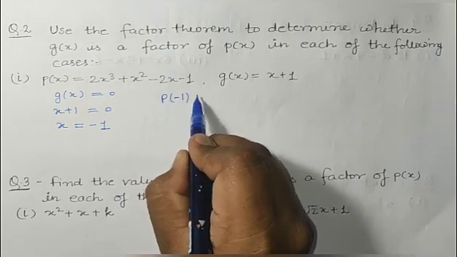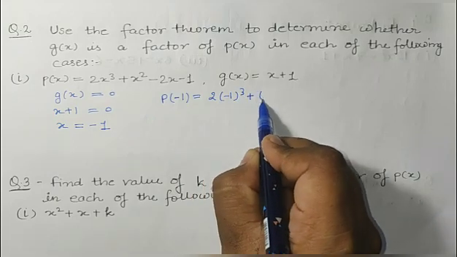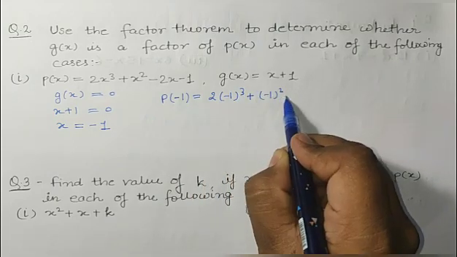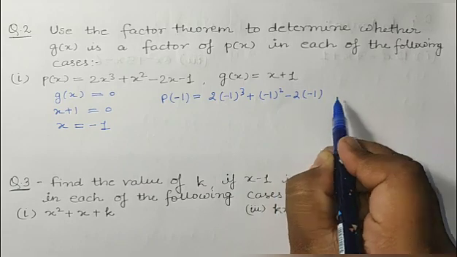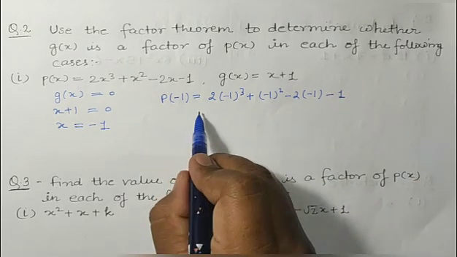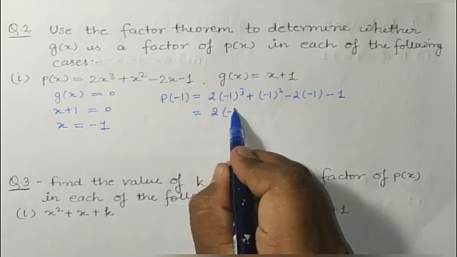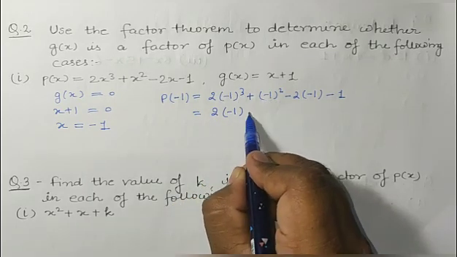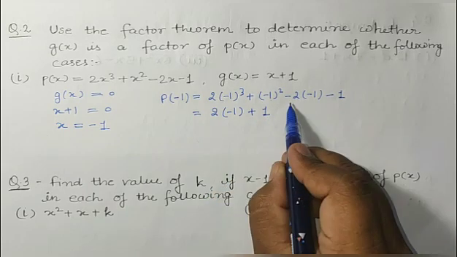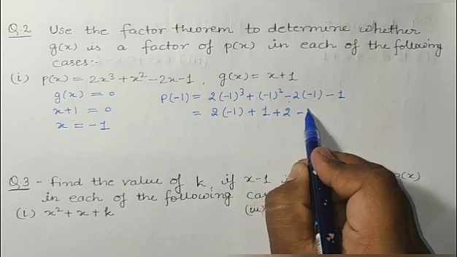P of minus 1, that is 2 into minus 1 cube plus minus 1 square minus 2 into minus 1 minus 1. Okay, at the place of x we have put the value that is minus 1. Now minus 1 cube is what? Minus 1. Minus 1 square is what? Plus 1. Minus 2 into minus 1, that is plus 2, and minus 1.